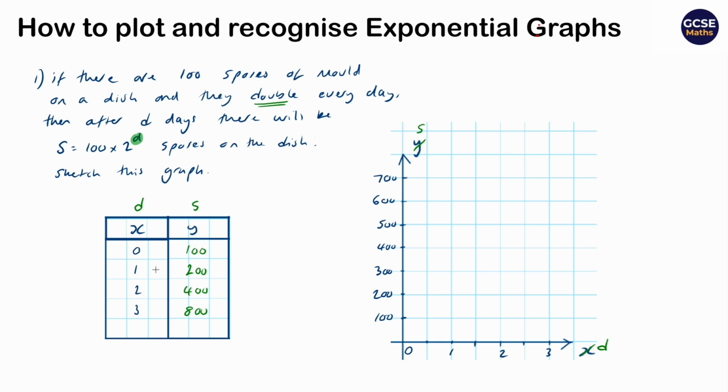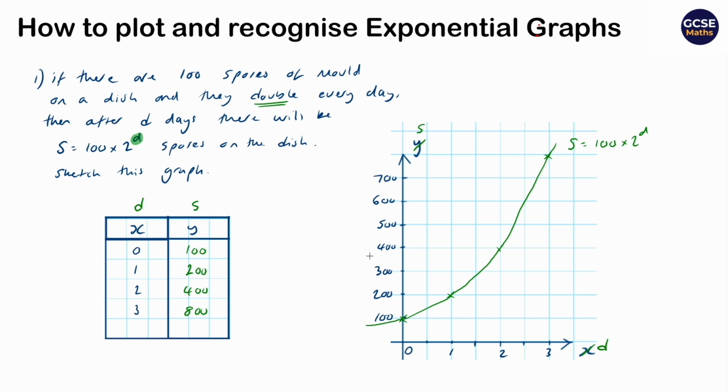After day 1, we have 200, it doubles. After day 2, we have 400. It actually tells us it doubles every day. So all we do now is plot this. So 0 across 100 up, 1 across 200, 2 across 400, 3 across 800, and then we plot that graph. And there we go, and finally label it.